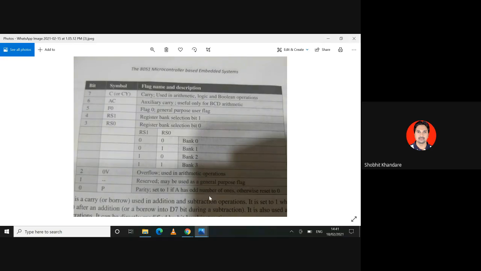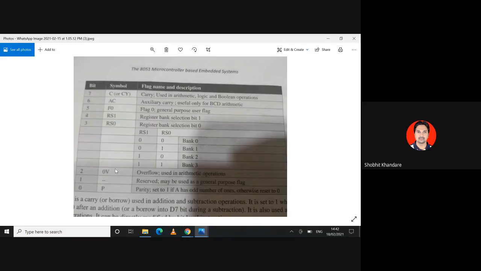Now we'll go to the next bit. This bit is undefined. Okay, so reserved, may be used as a general purpose flag. So this can be used for future purposes. As a programmer, I can use this or I can reserve this. Otherwise it is undefined. This is an undefined flag, so there is a dash. Okay. We'll go to the next bit, that is bit number 2.